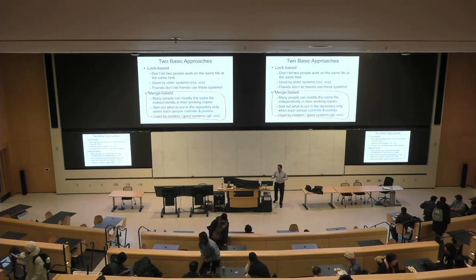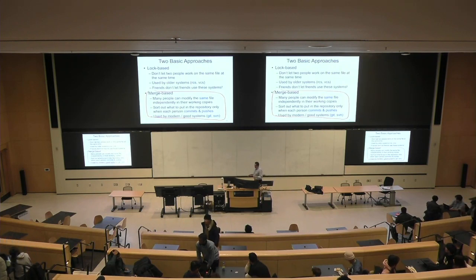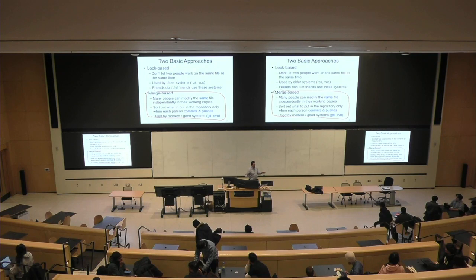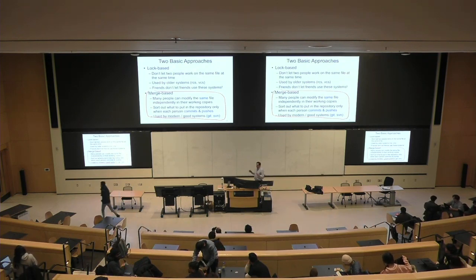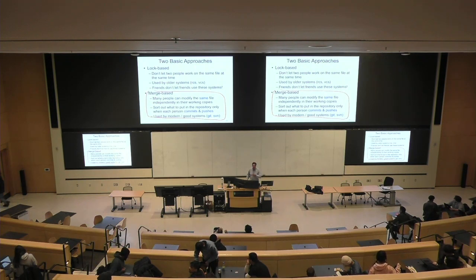Okay, thank you. So we talked about there were classically two kinds of version control, lock-based and merge-based. Merge-based is the modern type. Git is an example of a merge-based revision control system.